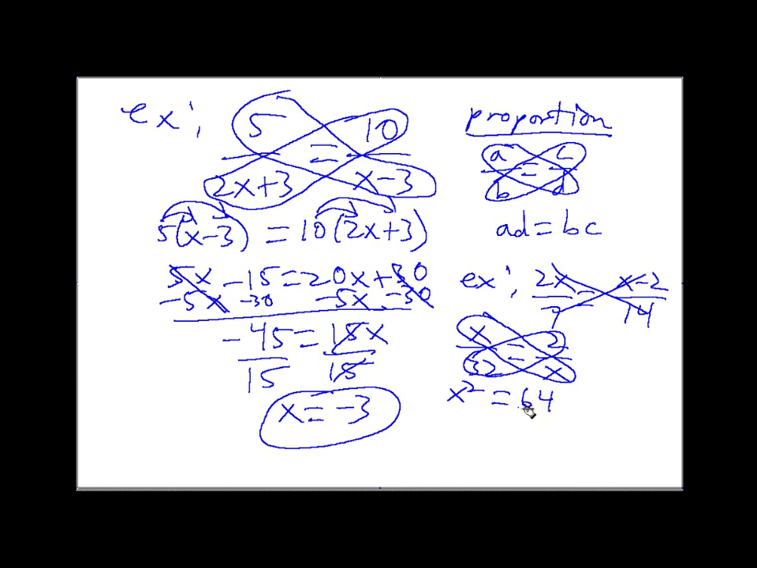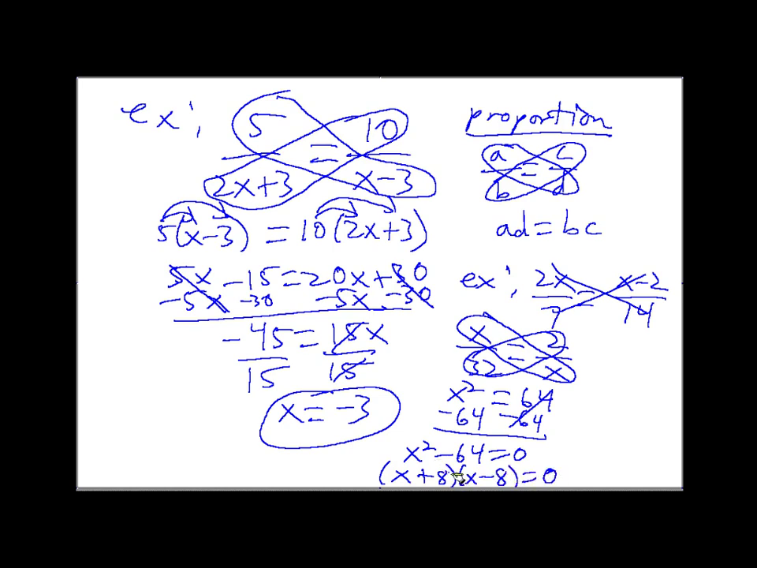That means what? Make one side 0. Let's subtract 64 on both sides here. Okay, running out of space here, that's okay. So x squared minus 64 equal to what? 0. All right? So factor it. That's the difference of two squares, right? x plus 8, x what? Minus 8 equal to 0.